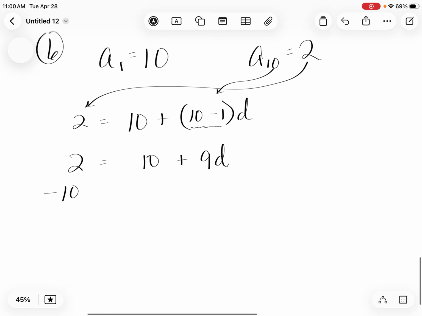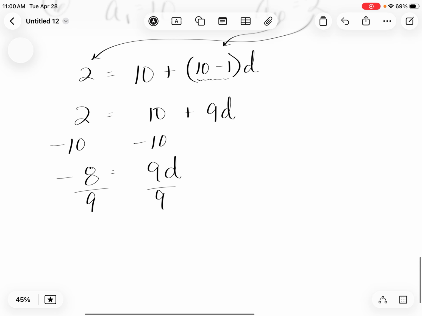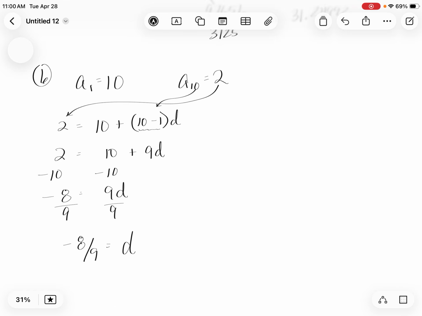Subtract 10 from both sides. You get negative 8 equals 9D. And then you divide by 9. So you get negative 8/9 is your common difference.